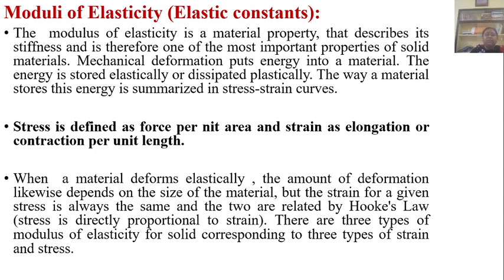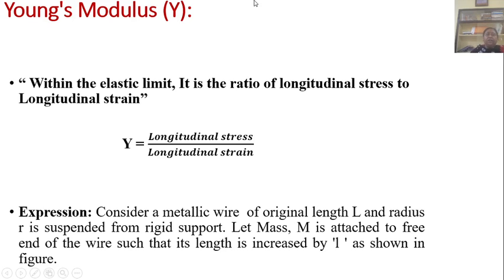Stress is directly proportional to strain. There are three types of modulus of elasticity for solids, corresponding to three types of strain and stress. Now, Young's modulus, that is Y. Within the elastic limit, it is the ratio of longitudinal stress to longitudinal strain. So, Y equals longitudinal stress upon longitudinal strain.